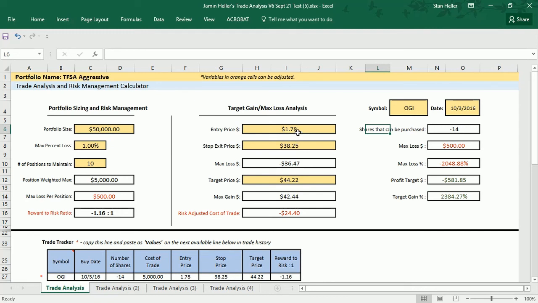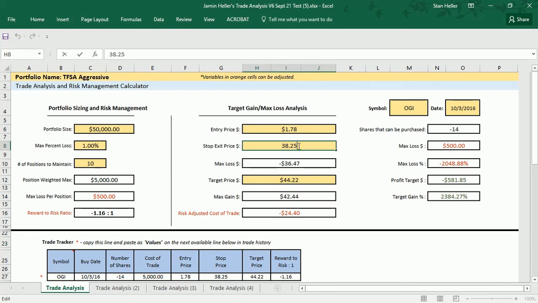If for some reason OGI goes the other way and starts to fall Monday morning and never does hit your $1.78, well, then your trade would not be filled and no harm done. You just reevaluate at the end of the day and see what you would like to do with that trade or move on to another trade.